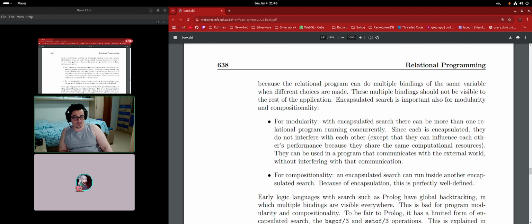With encapsulated search, there can be more than one relational program running concurrently. Since each is encapsulated, they do not interfere with each other. Well, except that they are using the same computer. They can be used in a program that communicates with the external world without interfering with that communication. For compositionality, an encapsulated search can run inside a non-encapsulated search. So again, that's why I did the parallel with closures, because that also is true for closures, right?